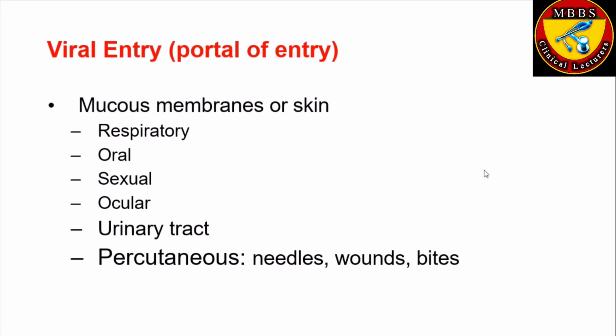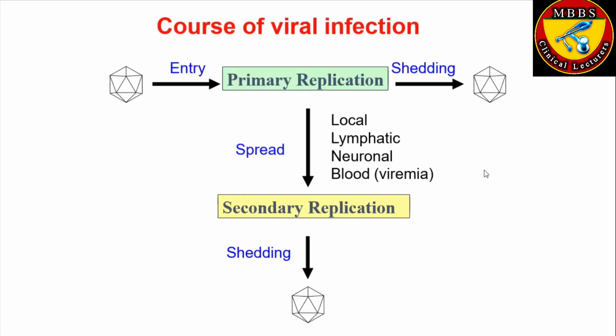The portal of entry can be the mucous membranes, particularly the mucous membrane of the respiratory system, the oral mucosa, the sexual organs, the eyes, or the urinary tract, or the entry can be through the skin, like through needles, wounds, or bites. Then comes the course of the viral infection.